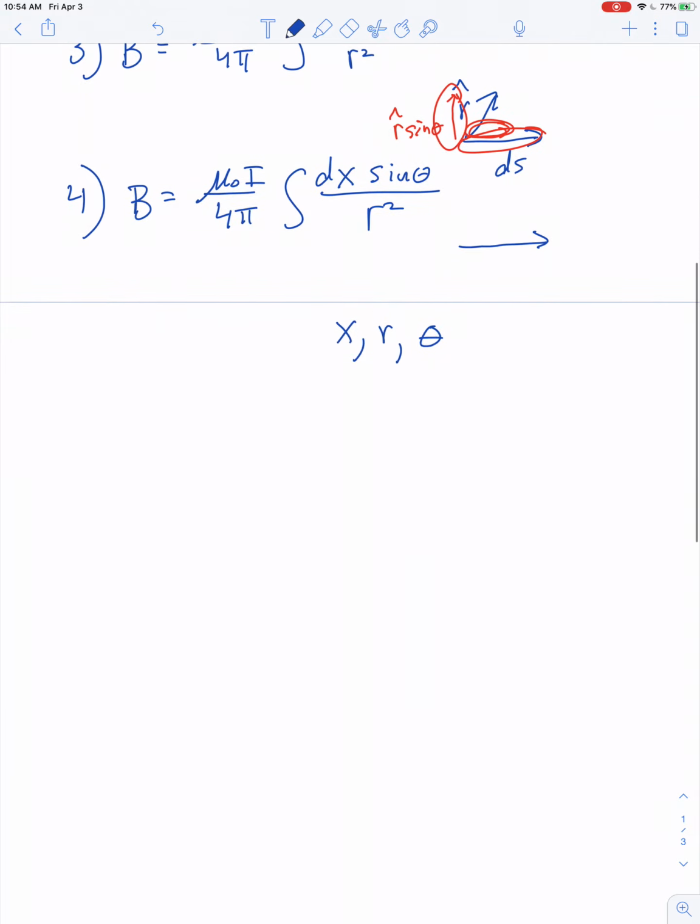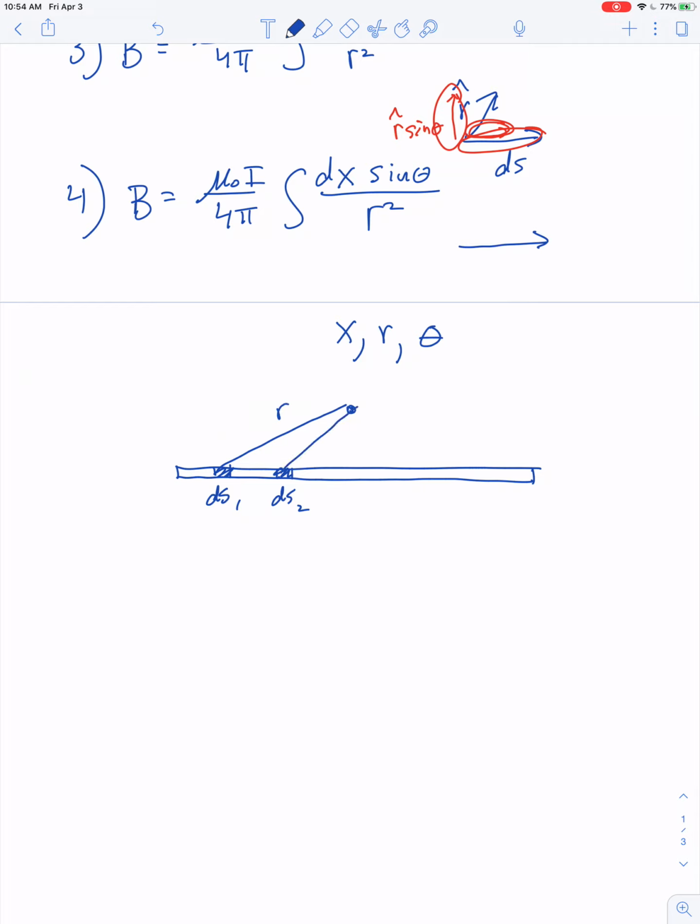And just to illustrate one more time, for this long straight wire at a point P right here, if I choose ds number 1 and compare it to ds number 2, ds number 1 has a large value of r, ds number 2 has a smaller value of r.